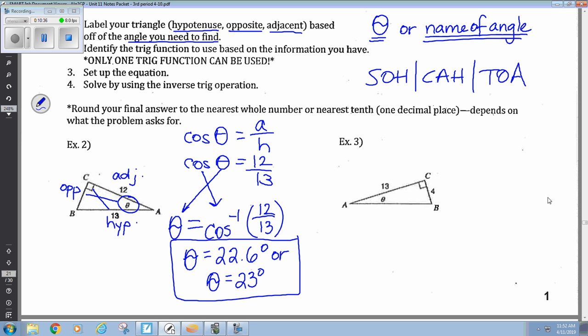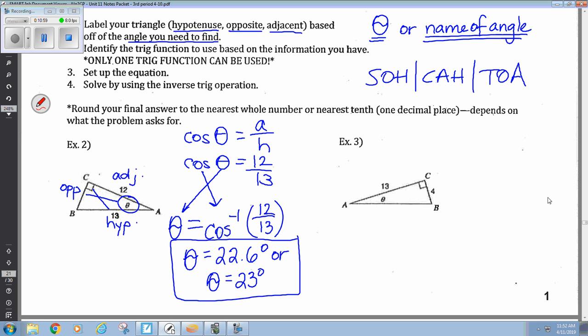So let's do another example, which is example 3. Same concept, you're doing it the exact same way. For those of you who have already started the problem and want to make sure that you did it correctly, you should get 17 degrees.